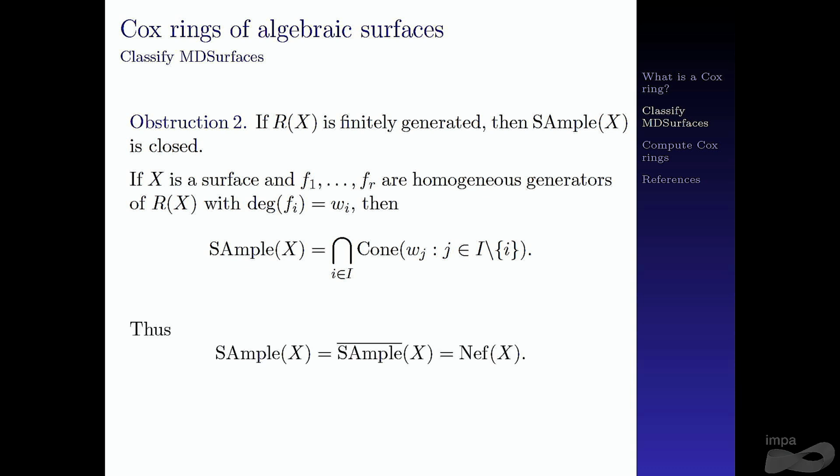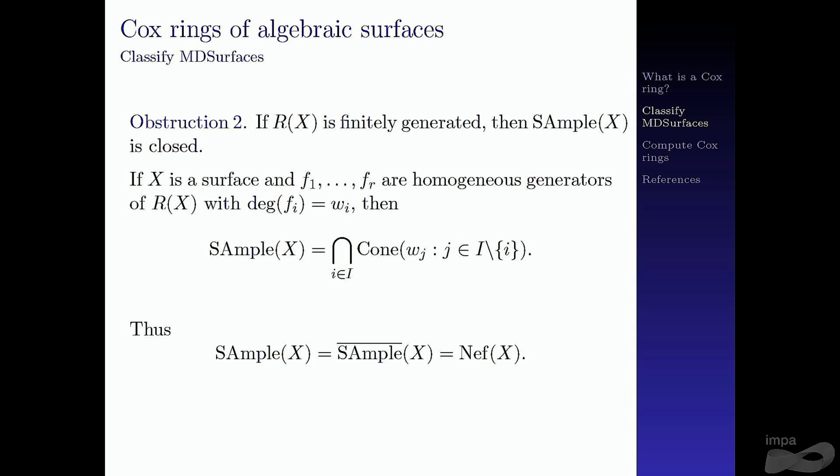And so if we go back to Kleiman's theorem, essentially this says that the semi-ample cone and the nef cone of a Mori surface must be the same. Okay? So any nef divisor must be semi-ample. The other inclusion was always true. Okay? And so this is the second obstruction.